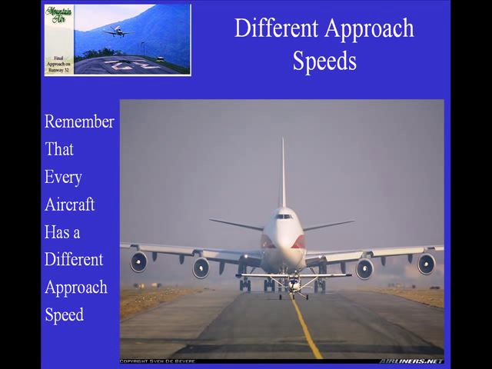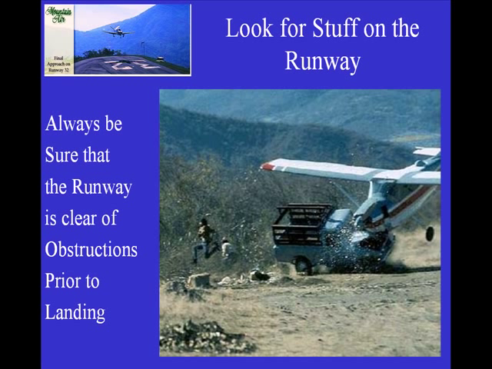Remember, each airplane has a different approach speed, and if the one ahead of you is slower than you are, let's say he's flying a Piper Cub and you're in a Malibu, you've got to close your rate there. So just remember that every aircraft has a different approach speed, and give them enough time so that when they touch down, you've got about 60 seconds before you touch down.